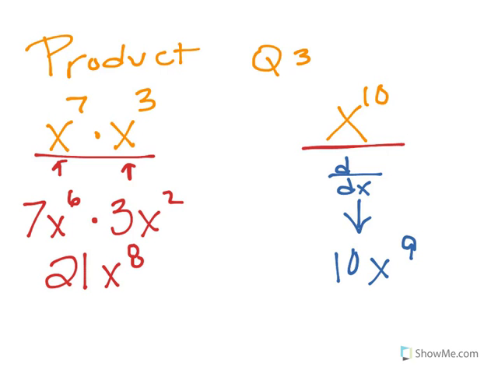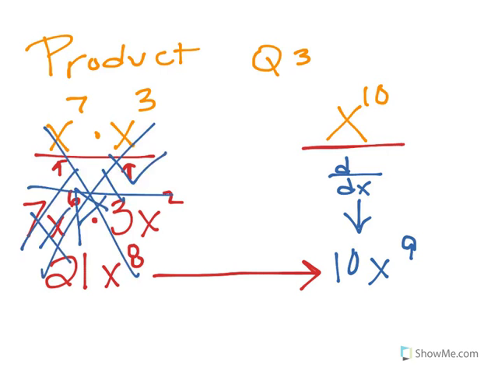Uh-oh. The derivative of the product of 2 things is not the same as the derivative of that, which means that my hope is an epic fail. My hope for this rule didn't work out the way it was going to work. Oh, that's too bad. Okay, let's try something else.